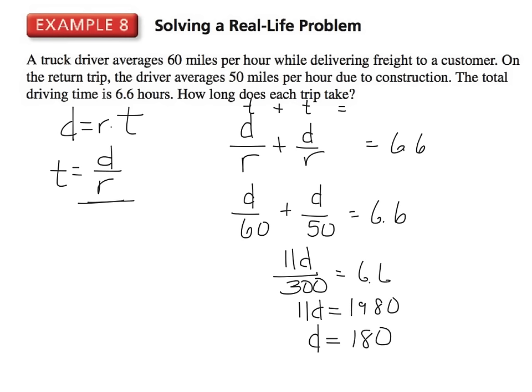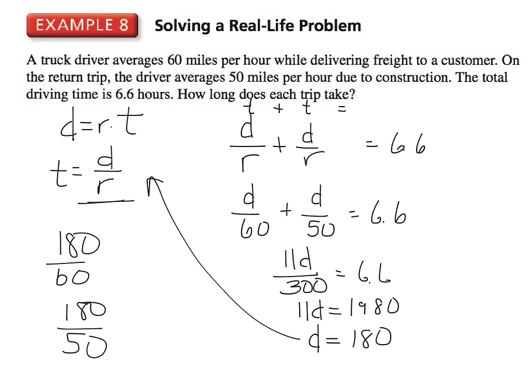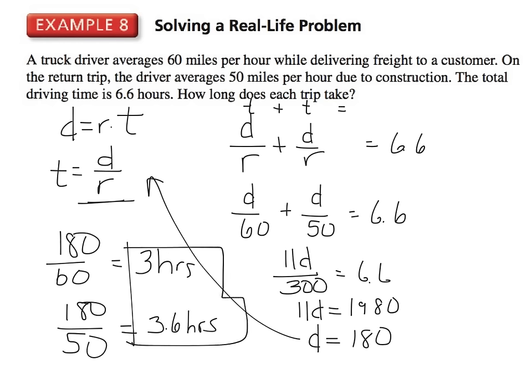But I don't want to find the distance. I want to find how long does each trip take. Well, what are you going to do? We plug it in. So I'm going to take 180 divided by 60 and 180 divided by 50. So what does that give me? Three hours, and the return trip would take 180 divided by 50, which is 3.6 hours. So 3 hours to deliver to a customer, and on a return trip, 3.6 hours.